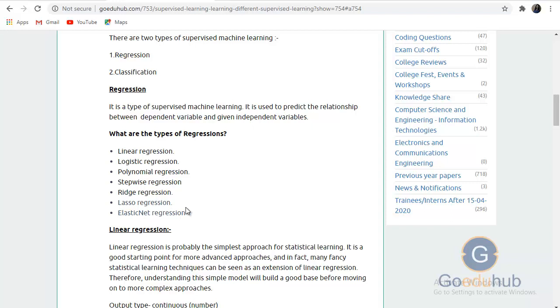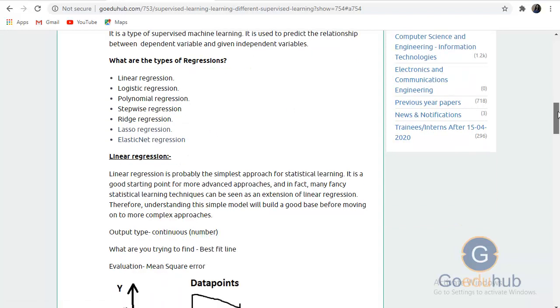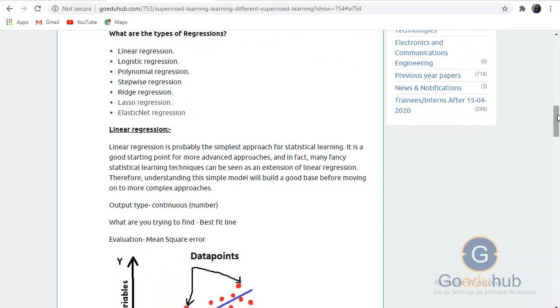First we will see linear regression. What is linear regression? Linear regression is probably the simplest approach for statistical learning. It is a good starting point for more advanced approaches. In fact, many fancy statistical learning techniques can be seen as an extension of linear regression. Therefore, understanding the simple model will build a good base before moving into more complex approaches.